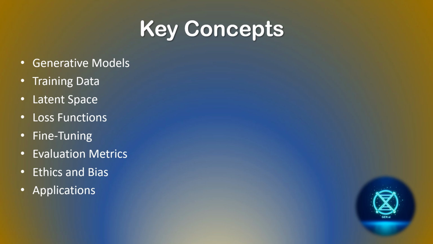Ethics and bias. As everybody knows, Gen AI is an AI, and can inherently reproduce some biases representing the training data, right? Understanding and mitigating these biases is crucial for ethical AI development. That's very crucial. Okay. Next comes the applications.